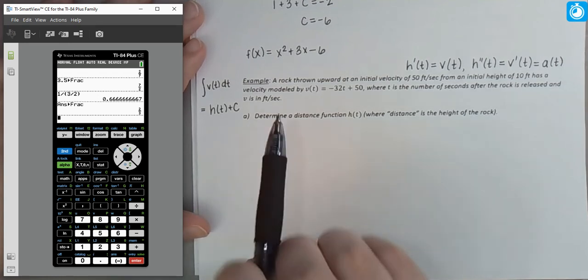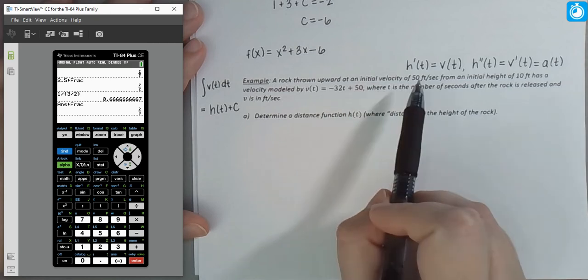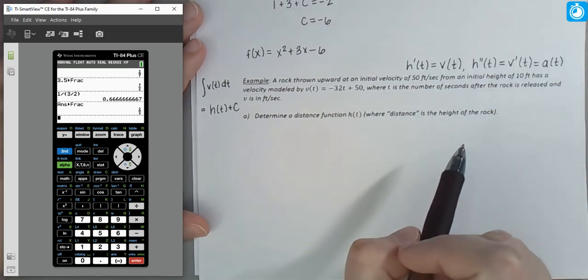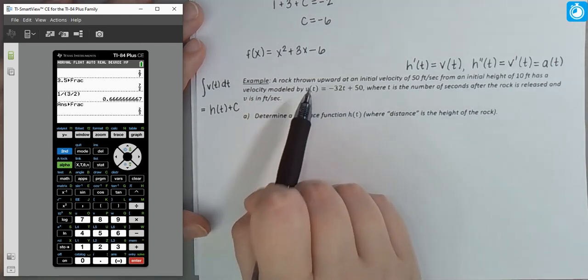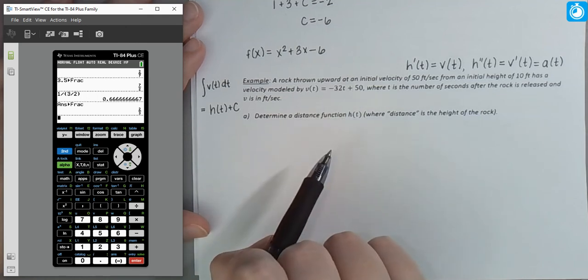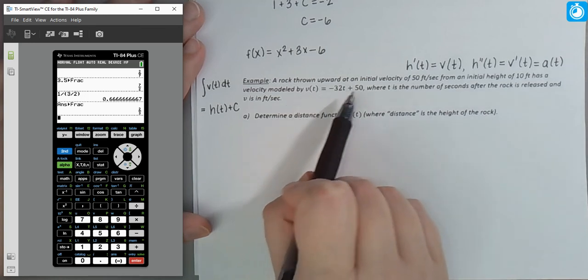Okay, so let's go through this example. So a rock thrown upward at an initial velocity of 50 feet per second from an initial height of 10 feet has a velocity modeled by the following function. V of t is equal to negative 32t plus 50. So how does this initial velocity factor into this function?